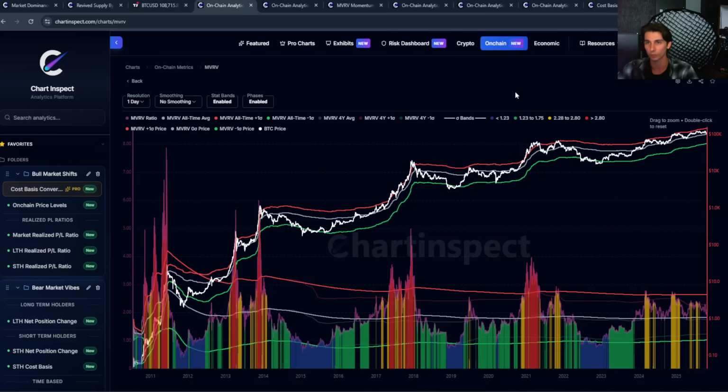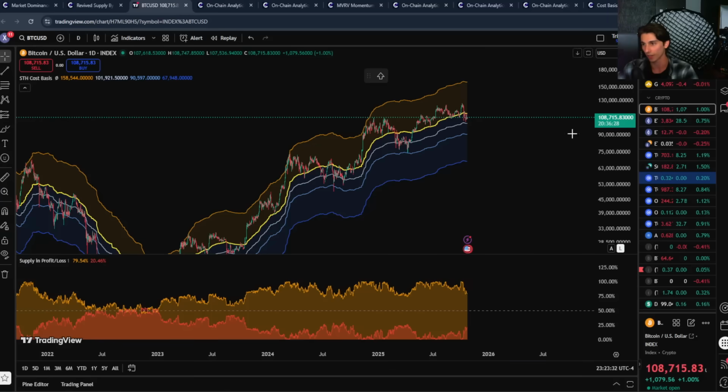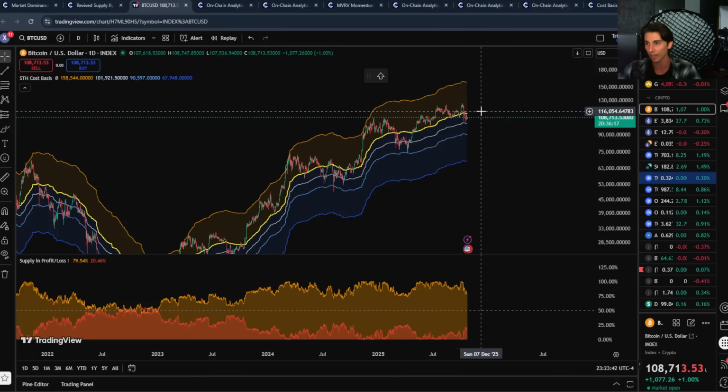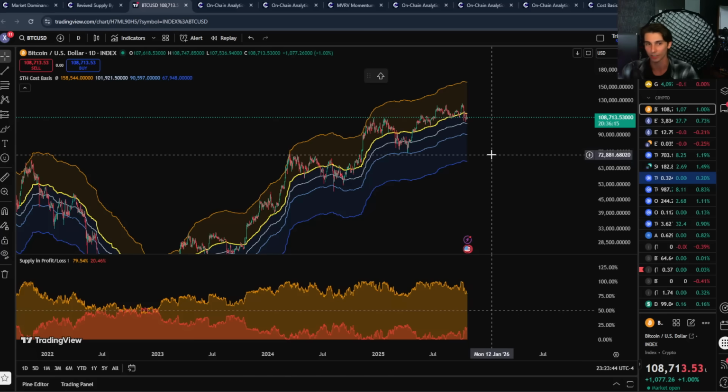So 2 days ago, when we saw that test of the short-term holder cost basis at 114, and that's the average acquisition price of everyone who bought Bitcoin in the last 155 days. So short-term holders, right? And that got decisively rejected off of that level.